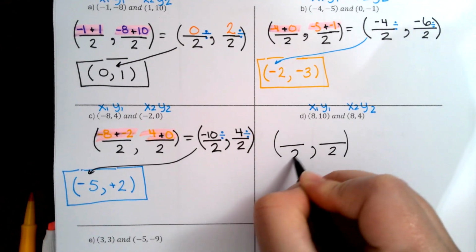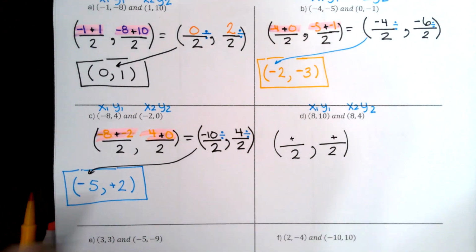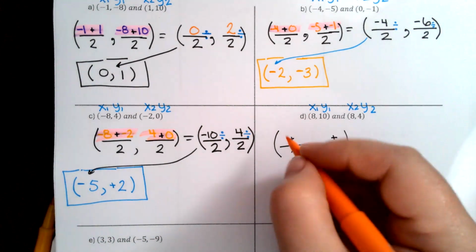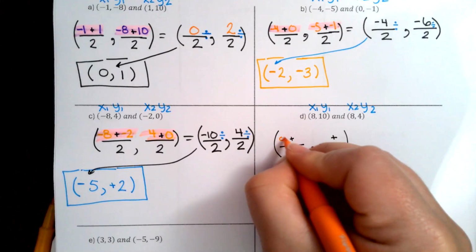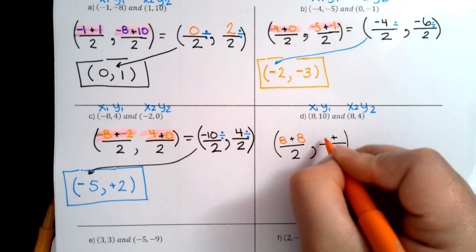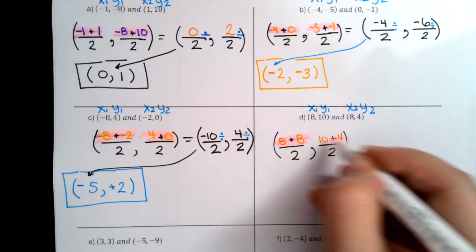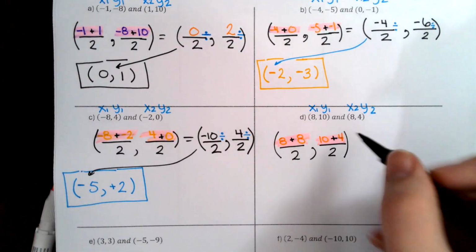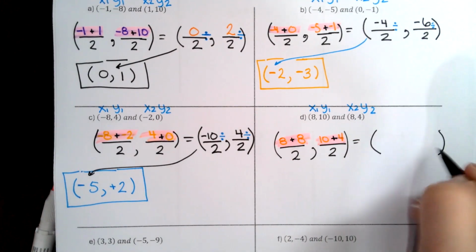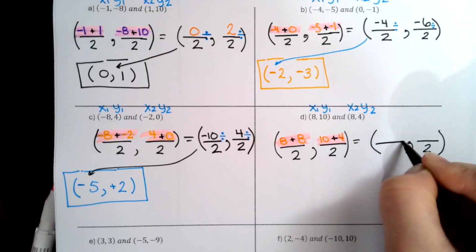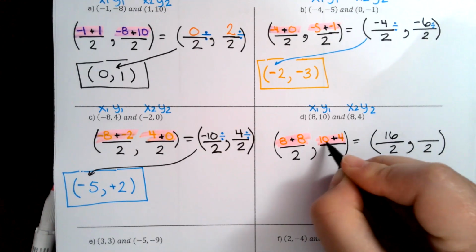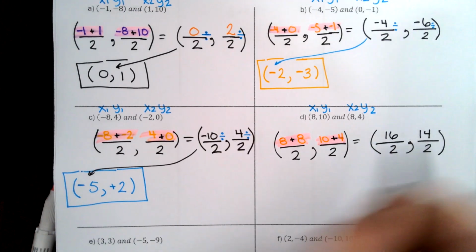Big divided by 2, big divided by 2 with a plus and a plus. Okay, what do we have? We have x's, so we got 8 and 8, and we got our y's, 10 and 4. Counters on top. Okay, 8 plus 8 is 16, 10 plus 4 is 14.